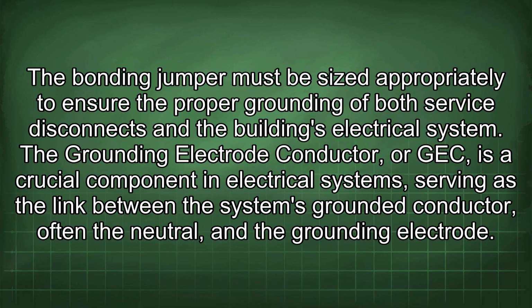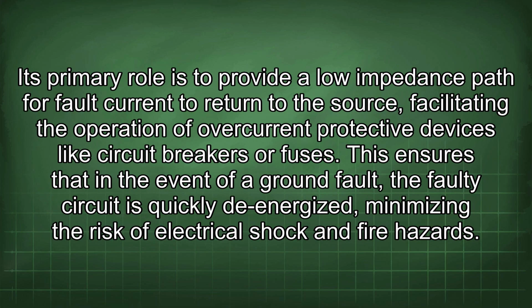The grounding electrode conductor, or GEC, is a crucial component in electrical systems, serving as the link between the system's grounded conductor, often the neutral, and the grounding electrode. Its primary role is to provide a low impedance path for fault current to return to the source, facilitating the operation of overcurrent protective devices like circuit breakers or fuses. This ensures that in the event of a ground fault, the faulty circuit is quickly de-energized, minimizing the risk of electrical shock and fire hazards.